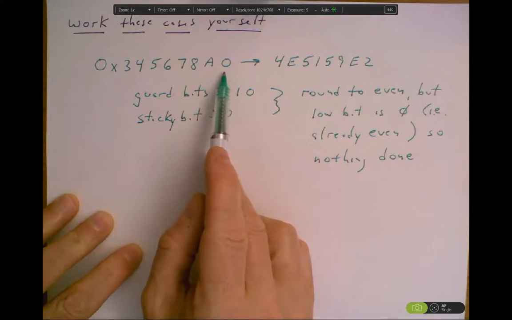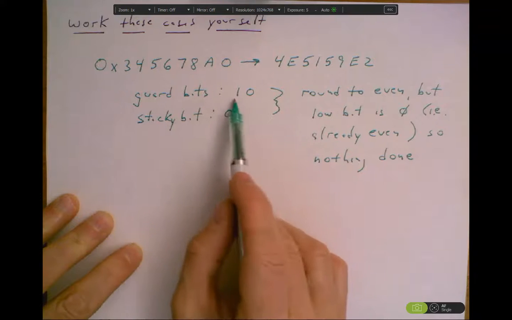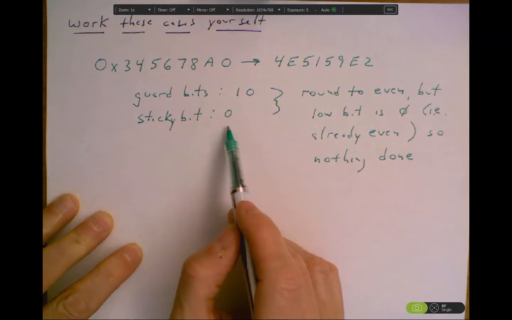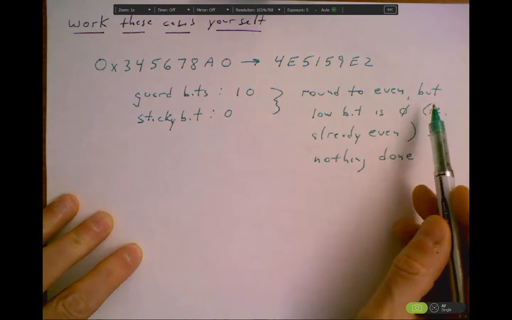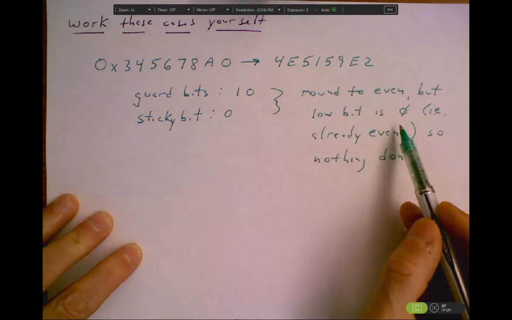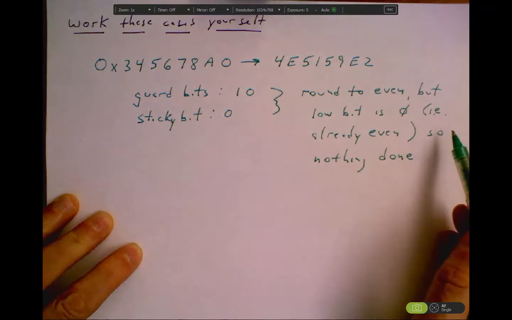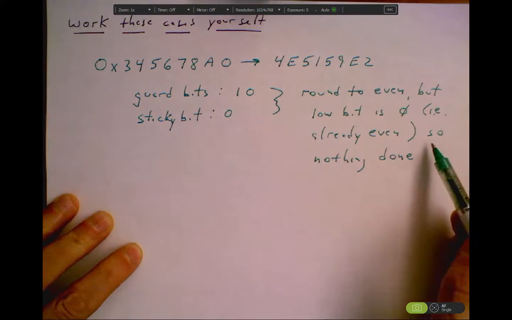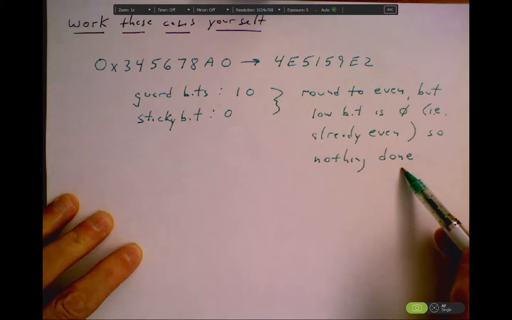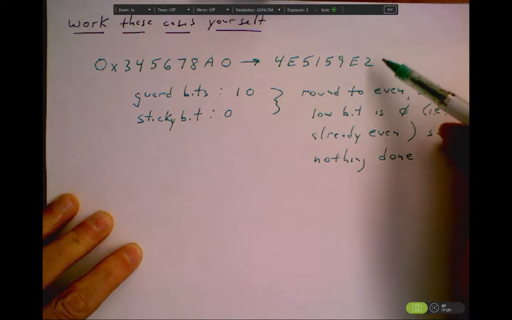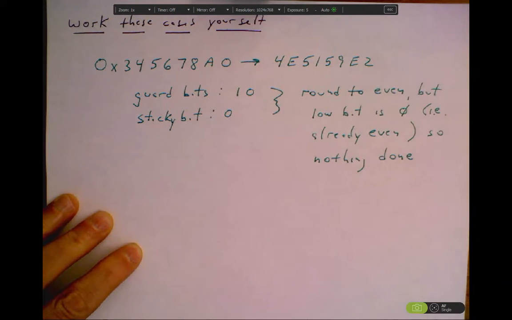So in this case, I end up with the guard bits being 1, 0, and the sticky bit 0. So this illustrates the case, round to even. But the low bit is already 0, also in this case. So the number's already even, so nothing is done in this case. And if you do it right, you should end up with the same answers we got on the example I worked. Because again, you're essentially just discarding the extra bits. Okay.